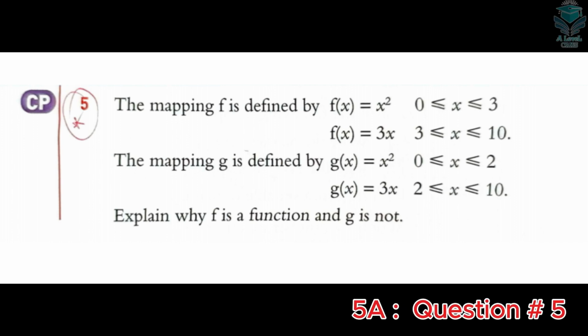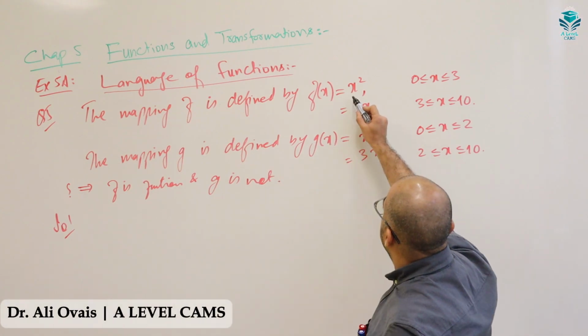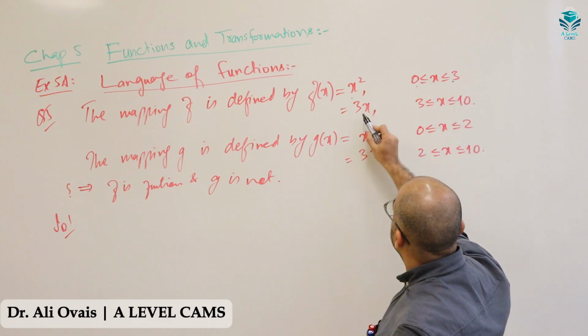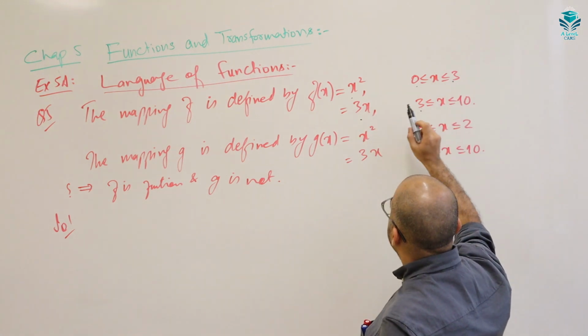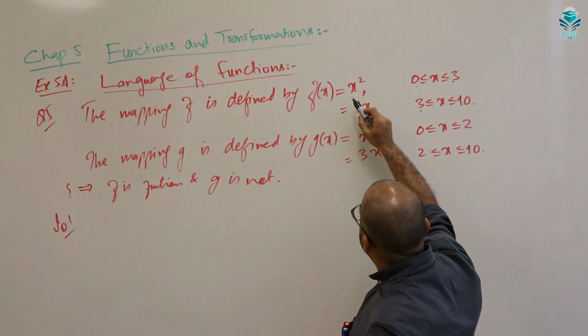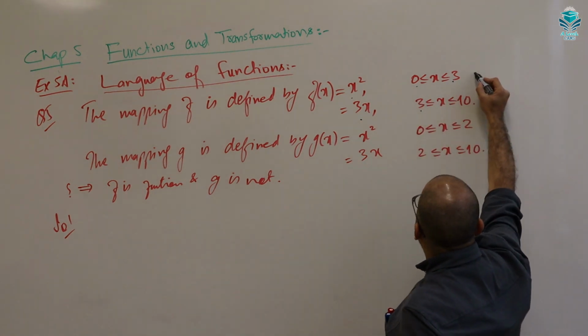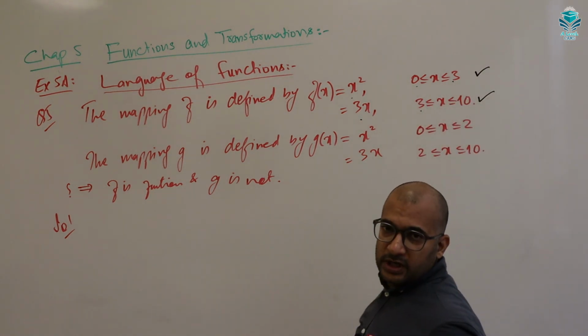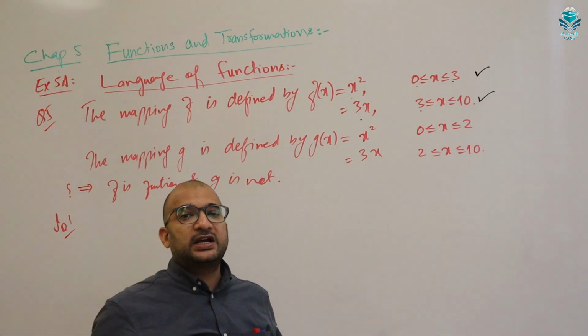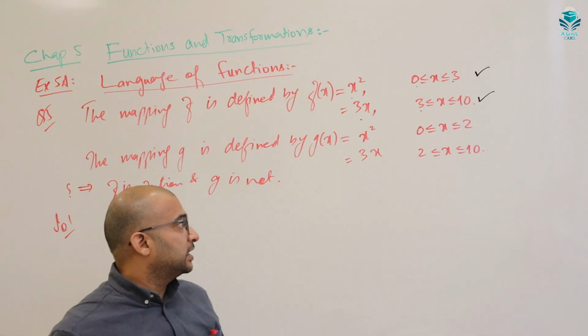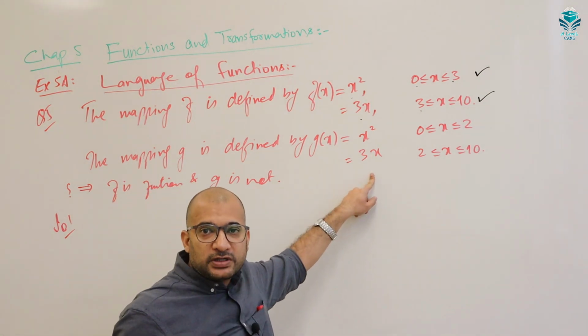In question number 5, two functions are defined. The function f is defined as x squared from 0 to 3, and 3x from 3 to 10. You can see that the function f is defined in two steps, meaning in two pieces. So we can say that f is a piecewise function, and similarly g is also a piecewise function.